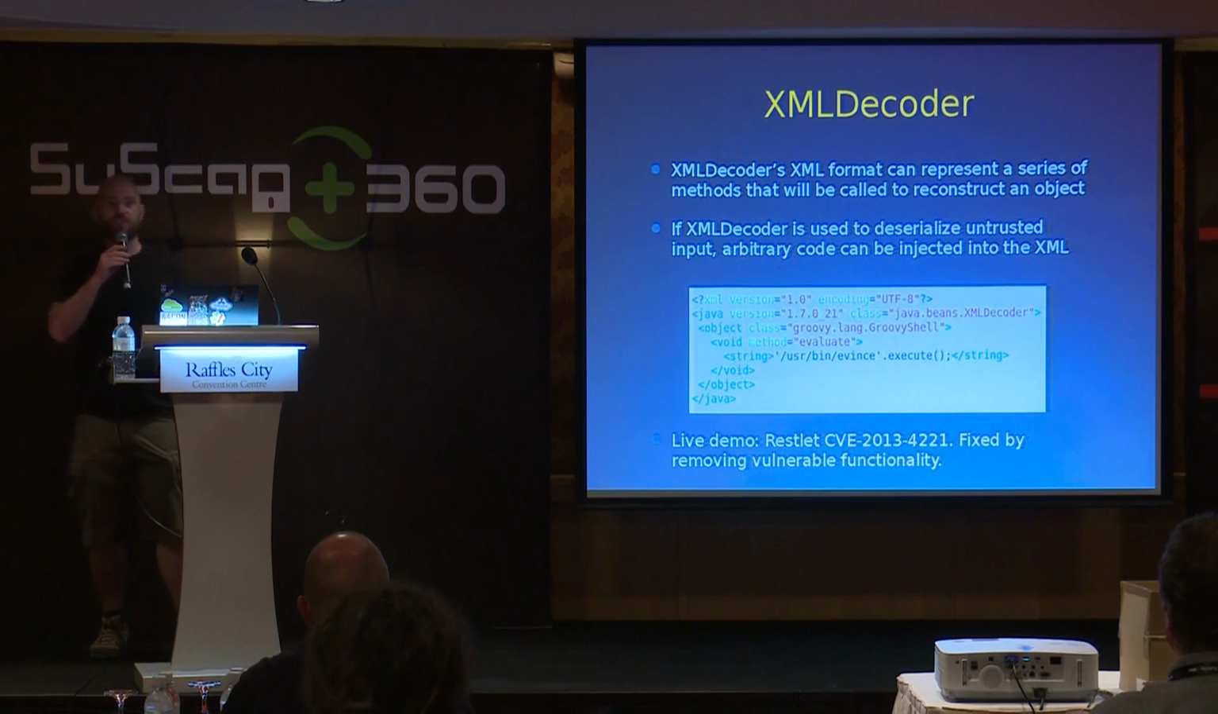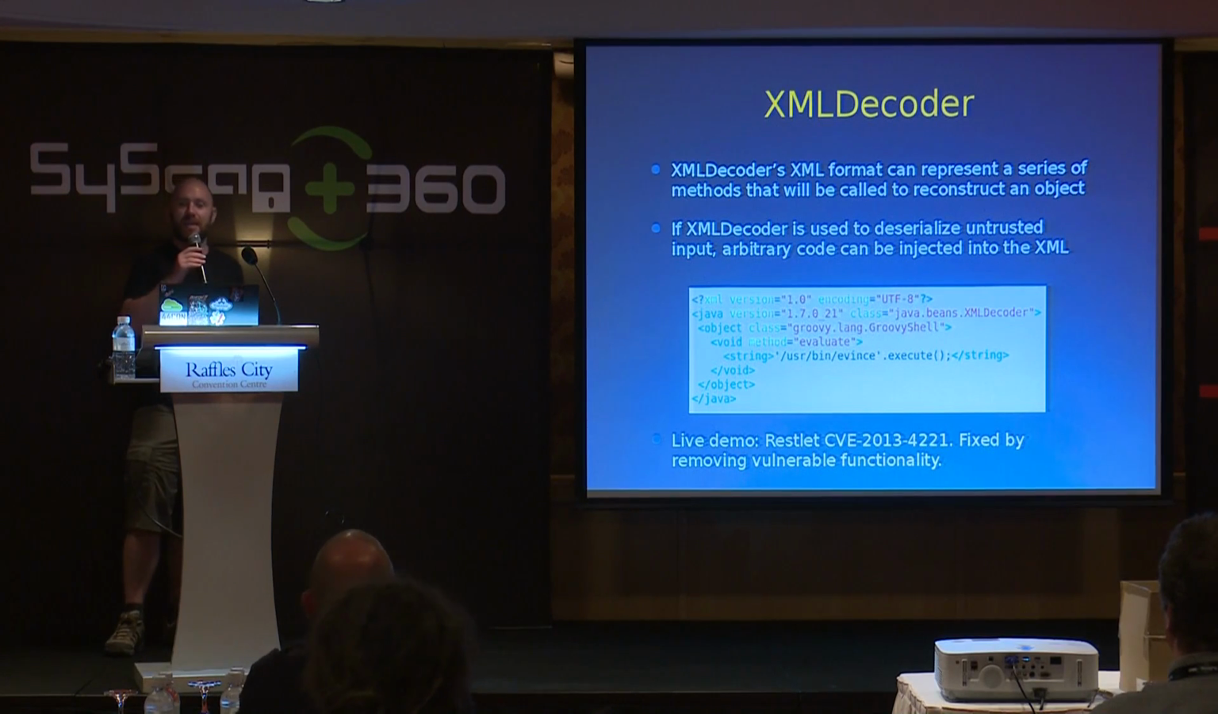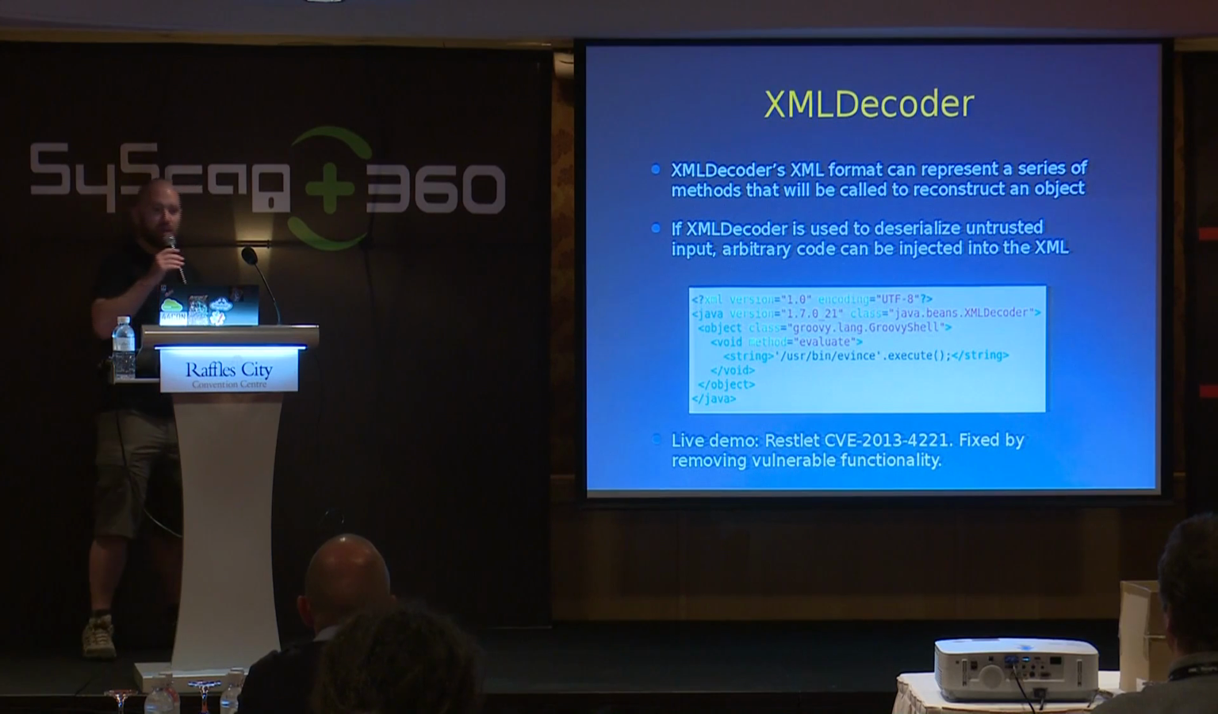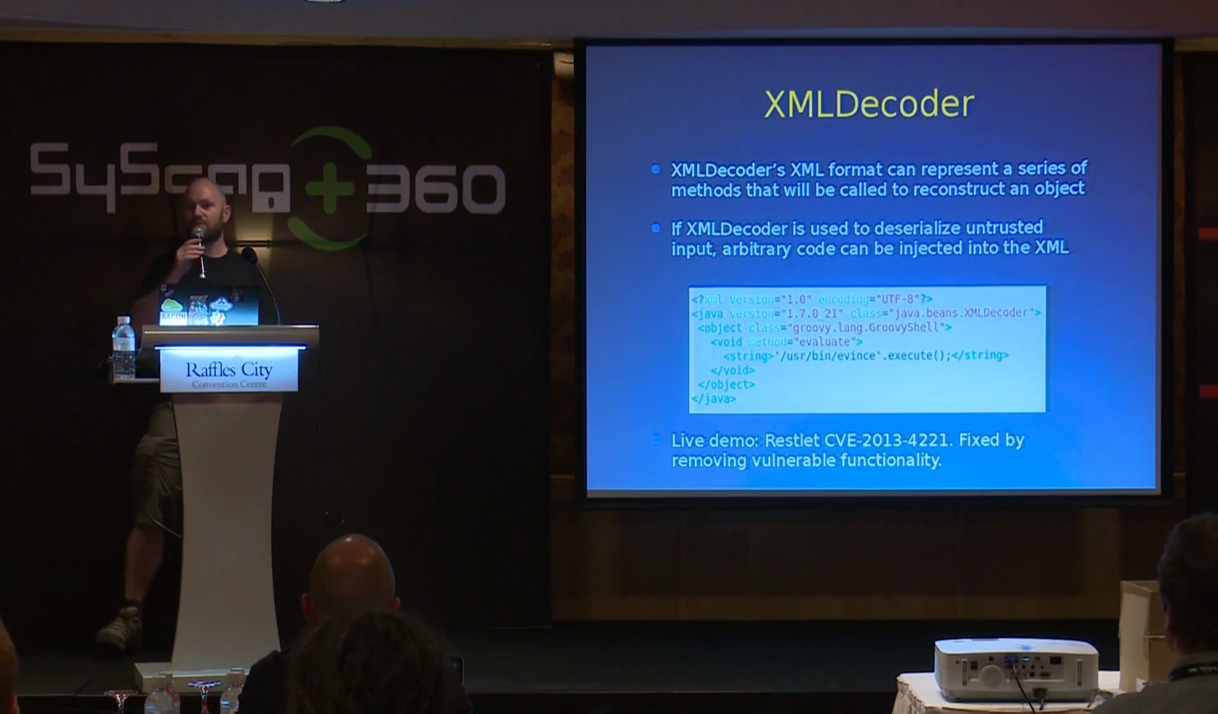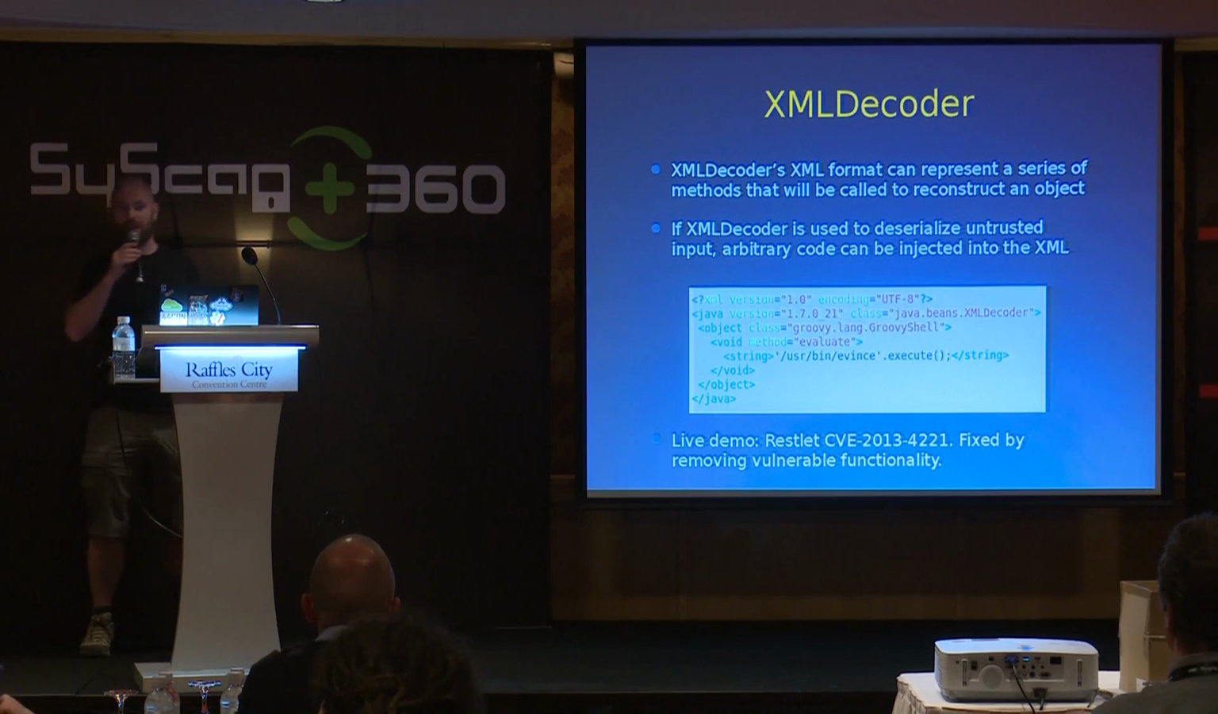The first one is just a terrible design. It needs to be taken out behind the shed and put out of its misery. There is no redeeming quality of XMLDecoder. The idea is that you give it an XML document that describes a series of method calls, the result of which will reconstruct the object on the end that's deserializing it.